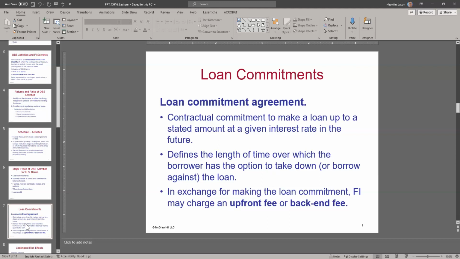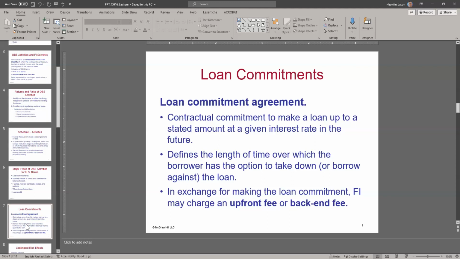Loan commitments, the loan commitment agreement. A contractual commitment to make a loan up to a stated amount at a given interest rate in the future. Very similar to a futures contract in practice. Of course, the laws and the way it's written, a lot of different items are different. But the point is that a borrower may lock in a specific interest rate, amount, etc., to borrow money in the future. Not always obligated to do so, so at that point it's more like an option. But once the bank says, here's the contract, whenever you want to borrow, if you want to borrow, there's the interest rate and there's the amount, etc. These are the terms. So at that point it is not on the balance sheet.